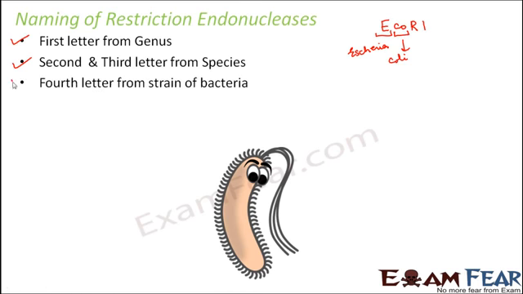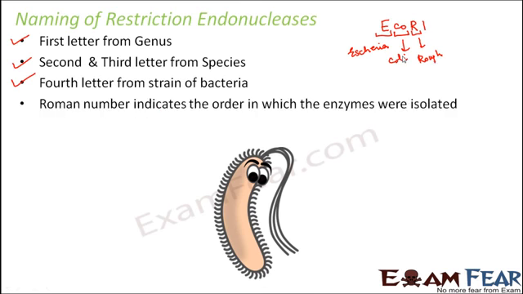What about the fourth letter? The fourth letter represents the strain of the bacteria. Here you have R. R represents the rough strain, that means the rough strain of E. coli bacteria. And finally, there is a Roman numeral. Here you have I. What does this I indicate? It indicates the order in which the enzymes were isolated. That means this was the first enzyme to be isolated from E. coli. So it is EcoRI. This is how all the restriction endonucleases are named.